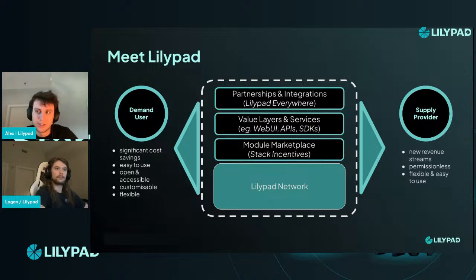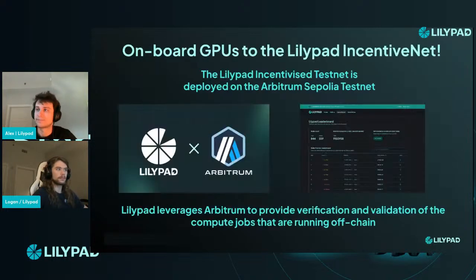So this leads to significant cost savings for users, easy to use, and of course open, which is very important with regards to running any kind of program, but specifically running AI models. This is extremely important. So our call to action, as usual, is join the Lilypad Incentive Net.